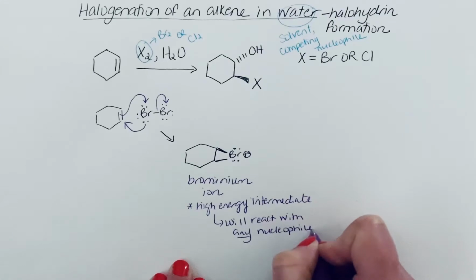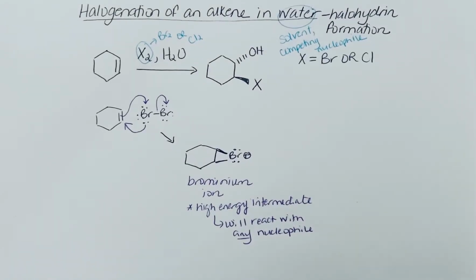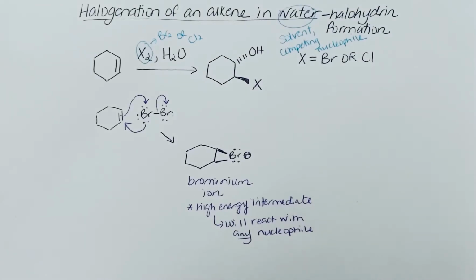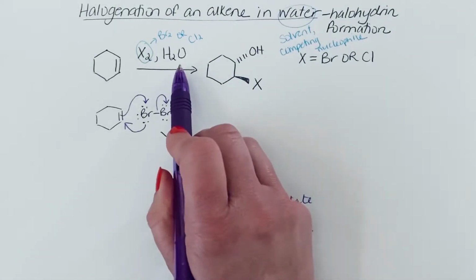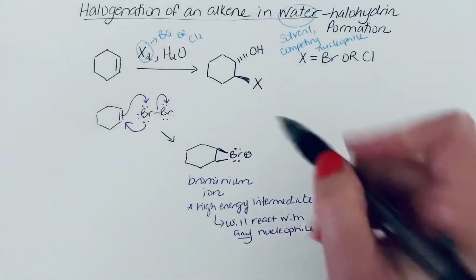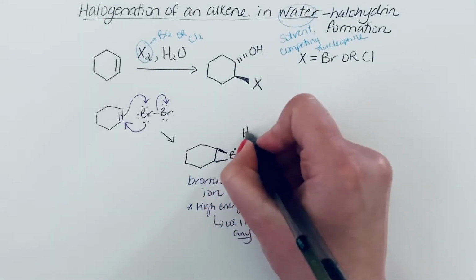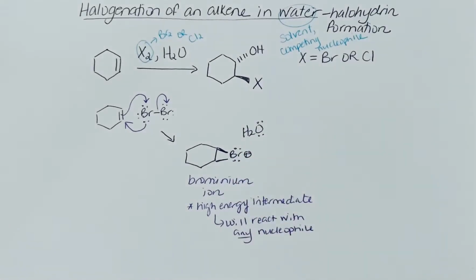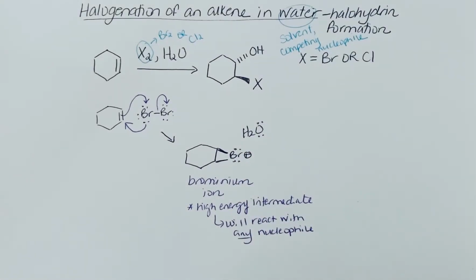So in this solution, we need to think about the nucleophiles that we have. We have some bromide ion that was liberated here, and then the reaction is being done in water. So if water is the solvent, it means that everything is surrounded in water. We have a lot more water than we do anything else in this solution. So it's very likely that the water is going to be the nucleophile that ends up attacking this brominium ion, simply because we have so much more of it.